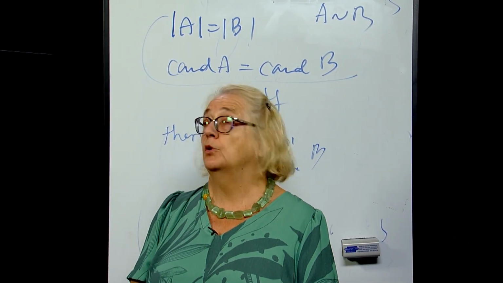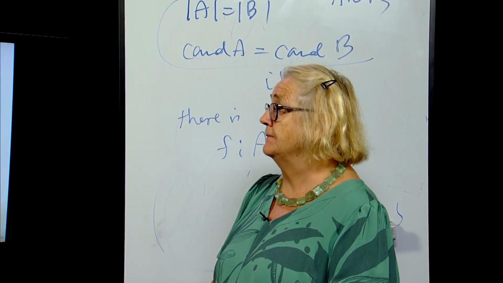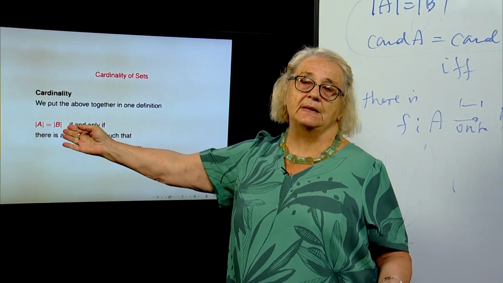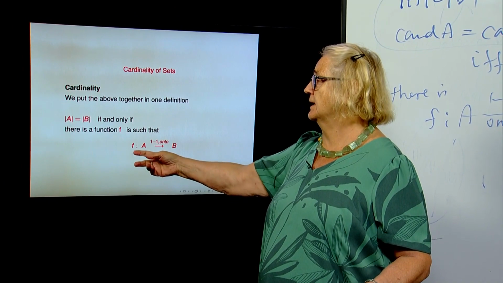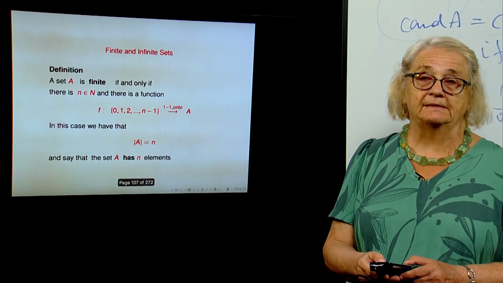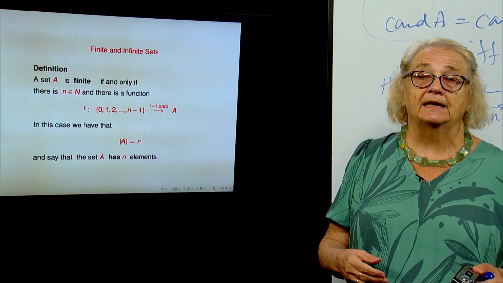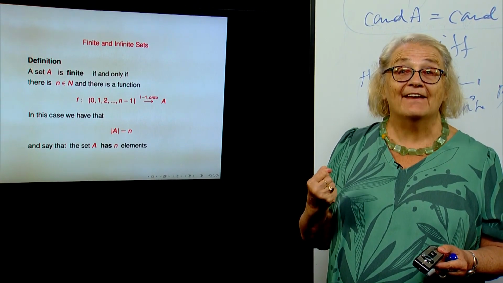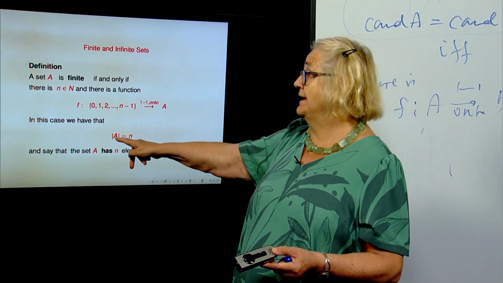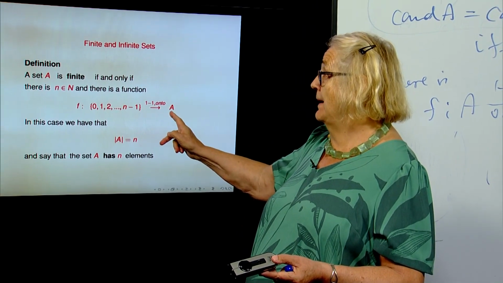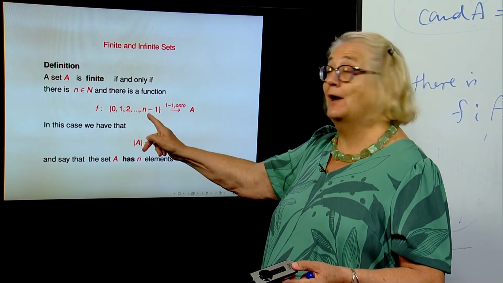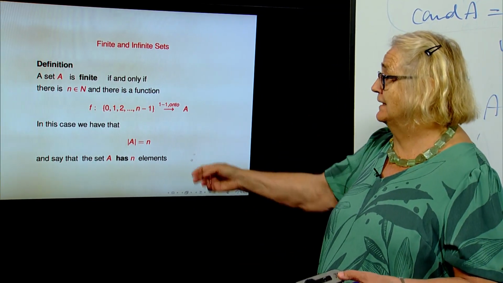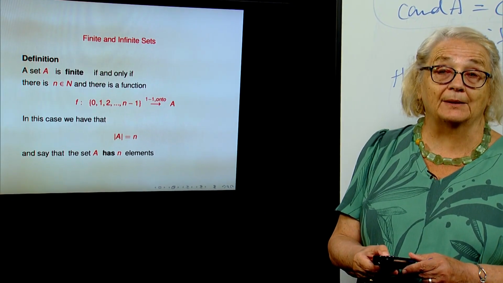And we use that notation for the cardinality. We say that set A has the same cardinality as the set B if there is a function F such that F maps A one-to-one onto B. So you can just map. Now, what does it mean that a set has n elements? You say the cardinality is n if you can map numbers from 0 to n minus 1, because you have n. And we say that A has n elements.